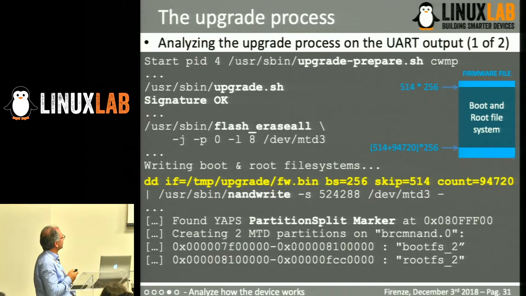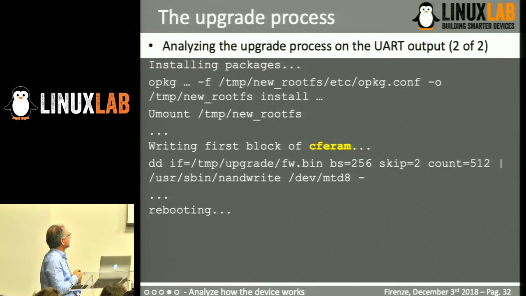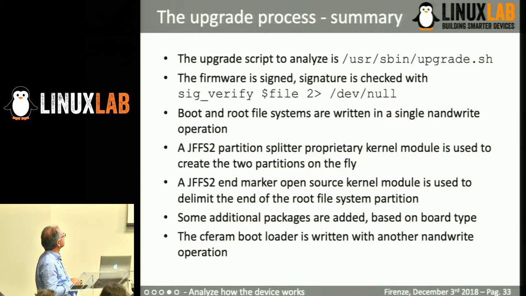The upgrade process, the first thing it does, it checks the signature of the firmware file. Then it erases one of the partitions of the flash EEPROM, the partition dedicated to the upgrade, and then using DD extracts the boot and root file system, and using NAND write writes this boot and root file system onto the device. But looking at what is written on the serial console, we understand exactly where the boot and root file system are in the firmware file. Then at the end of the upgrade, it adds some additional packages and then rewrites the bootloader. So basically the interesting script to analyze is the upgrade.sh script.